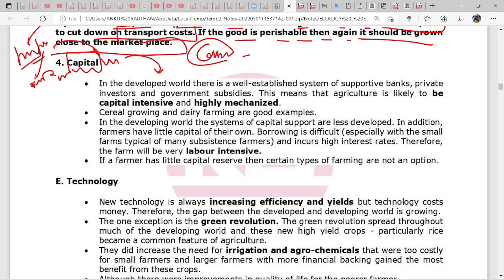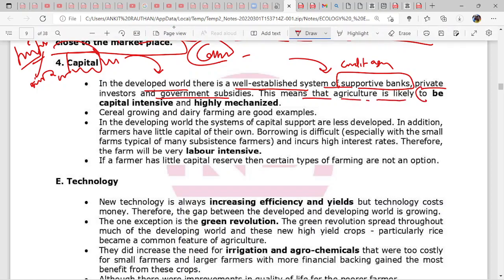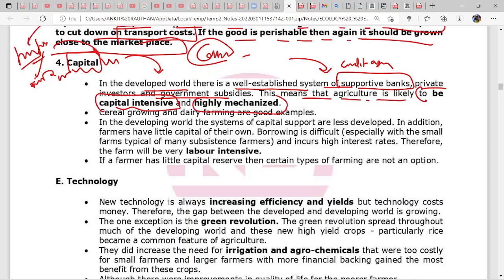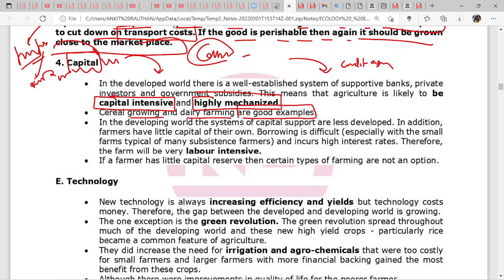Next, we will study about capital. In the developed world, there is a well-established system of supportive banks. That is, credit agencies are good. Private investors, government subsidies. This means that agriculture is likely to be capital intensive and highly mechanized. So for the developed world you will use only two words. You have to remember only capital intensive and highly mechanized. Nothing else. Cereal growing and dairy farming are good examples.